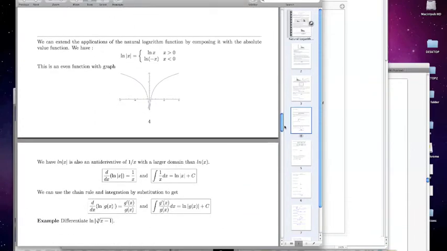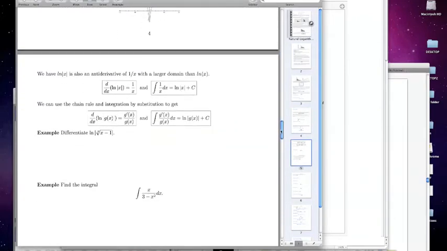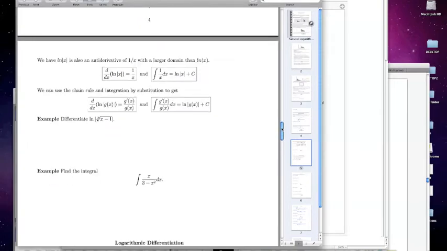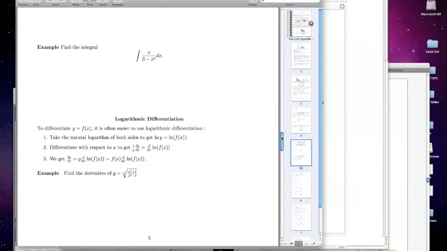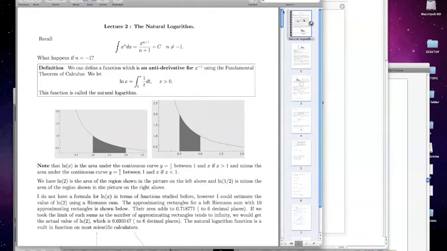We extend the domain of our antiderivative using the absolute value of x, and this allows us to derive some formulas involving derivatives and integrals with the natural logarithm. Lastly, we look at the method of logarithmic differentiation. So let's have a look at the definition of this new function, the natural logarithm.